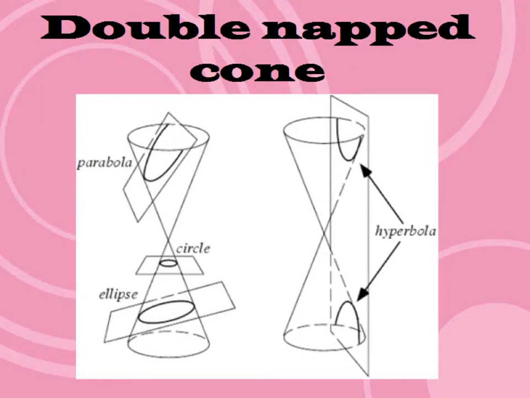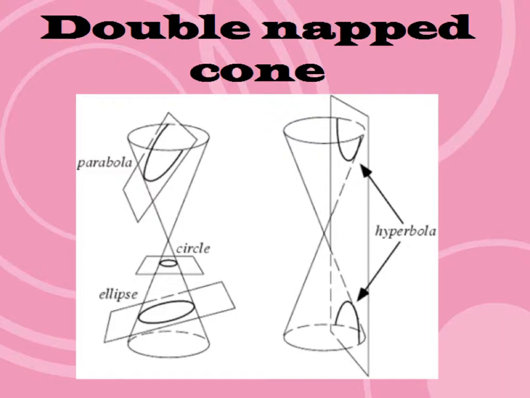Next example. A double napped cone means it's one cone inverted on top of another, and when you slice parallel, you create these two little arcs. They are not actually parabola shaped, but they're kind of like that. But since there's two of them, it creates what we call a hyperbola. Okay, so those are the four conic sections, and each day we'll do a new one.